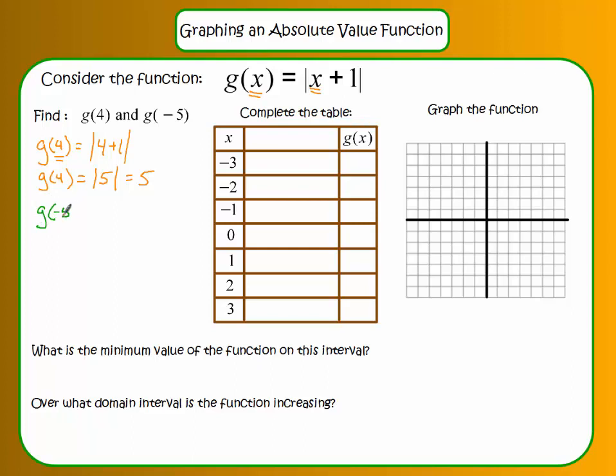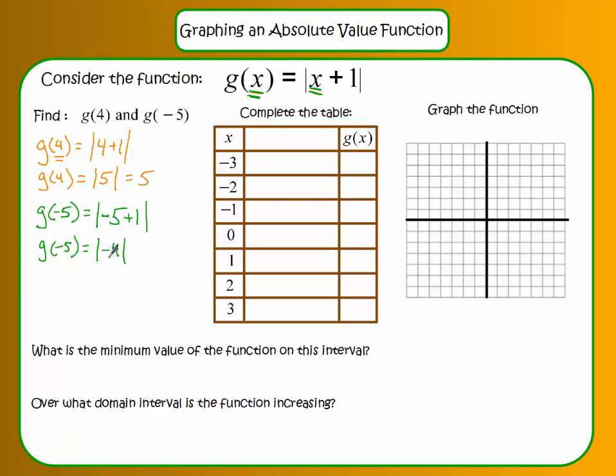Let's try g of negative 5 now. Again, anywhere I see the x, I'm now going to put in a negative 5. So g of negative 5 is going to be the absolute value of negative 5 plus 1. Negative 5 plus 1 is negative 4. So the absolute value of negative 4. And again, what we have to say to ourselves here is how far away is negative 4 from 0? And that is 4 units.